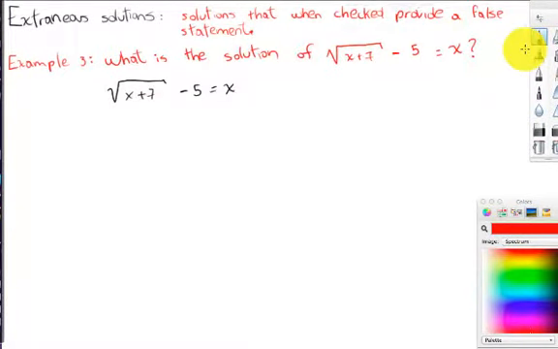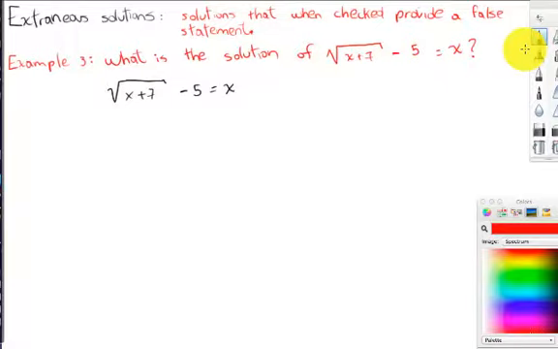Before we continue, I want to introduce the definition, and please make sure to write these in your notes. An extraneous solution, or extraneous solutions, are solutions that when you check them, provide a false statement. And we're going to look at an example here.